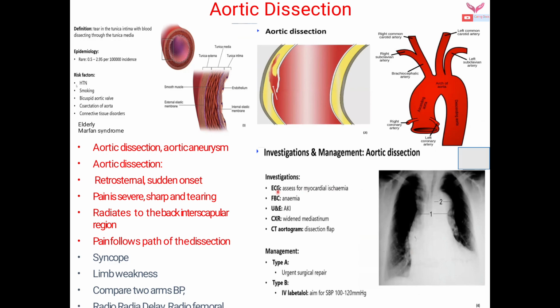Pain is retrosternal, sudden onset. Pain is severe, sharp, tearing. Patient may present with syncope, limb weakness. BP, if we compare in both arms, there will be radio-radial delay or radio-femoral delay.